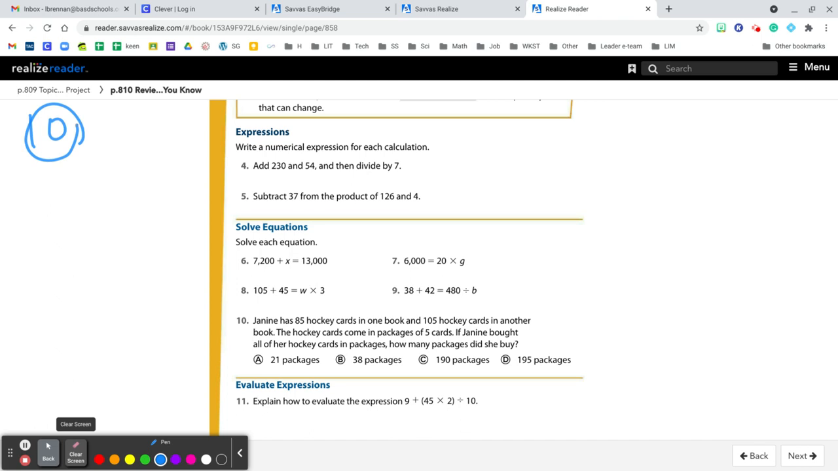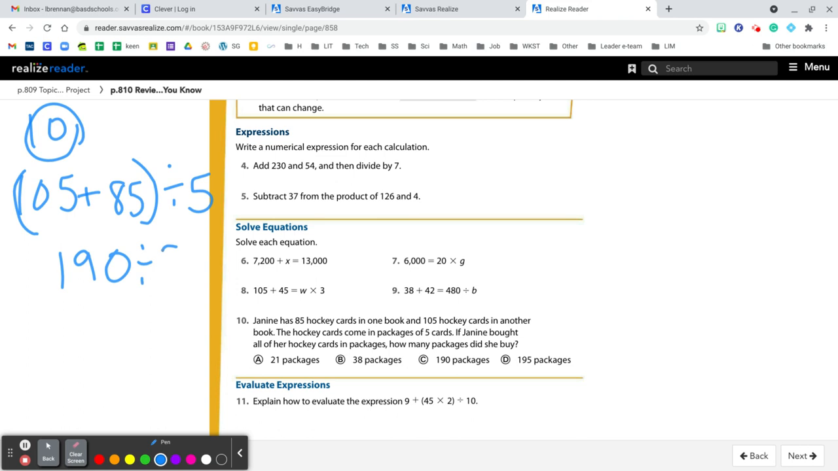So we want to know she has 105 in one book, 85 in the other, and we want to divide that by 5. So 85 plus 105, 5 plus 5 is 10. So 190 divided by 5. 5 goes into 19 3 times with 4 left over. 5 goes into 40 8 times, so our answer is 38.